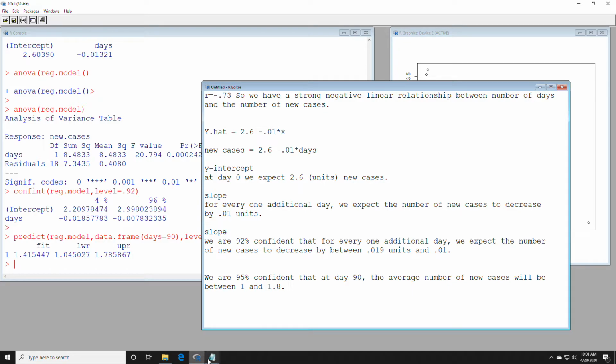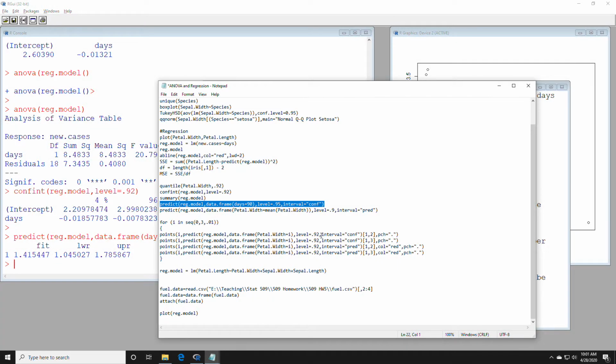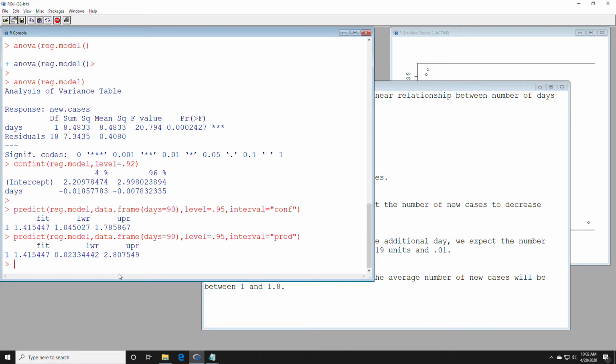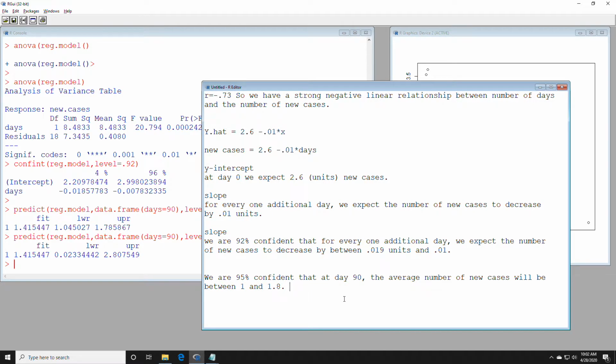Oh, we'll do the prediction interval and then I'll try to explain the difference. Okay, so now what we might want to do is do a prediction interval. If we're doing the same thing at day 90, the only thing we have to do is change comp to pred. And we get this. So if you remember, prediction interval is actually probability.